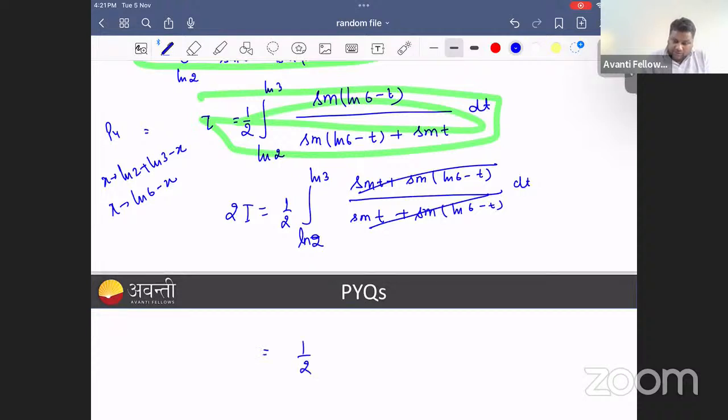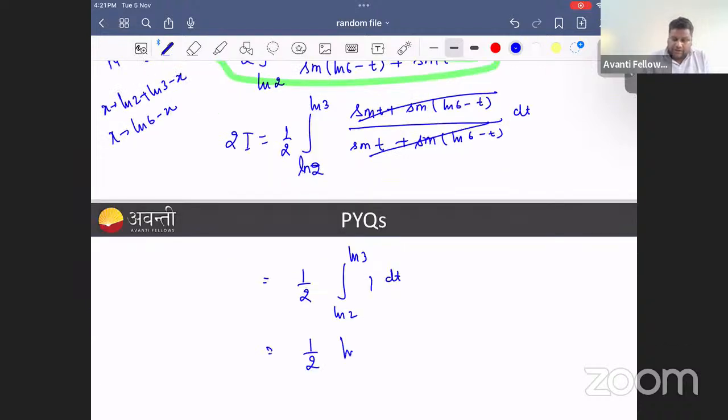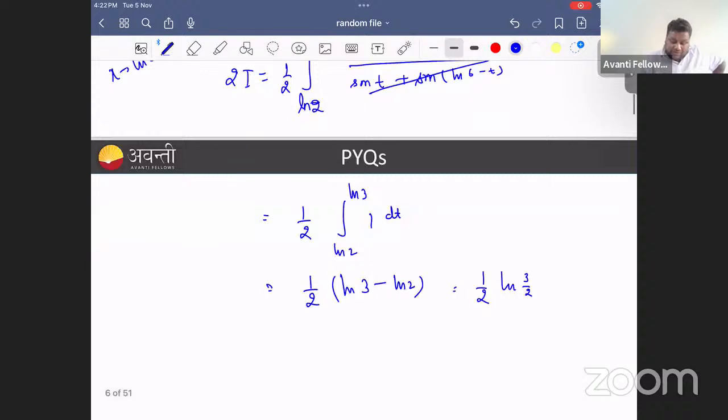So it is 1 by 2 integration ln2 to ln3 1 dt. So it will be half of integration. Integration is done x ln3 minus ln2. So 1 by 2 ln of 3 by 2. Got it? Now you divide by 2 because it is 2i. So I is 1 by 4 ln of 3 by 4. Am I clear? Anybody? Yashwant, Priyanka, did you get it? Pallavi, Suraj.